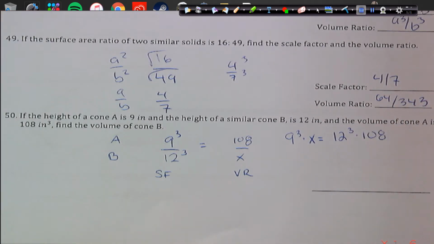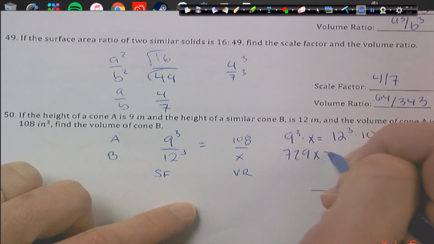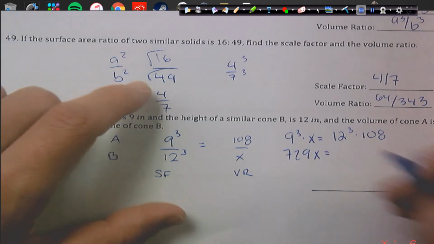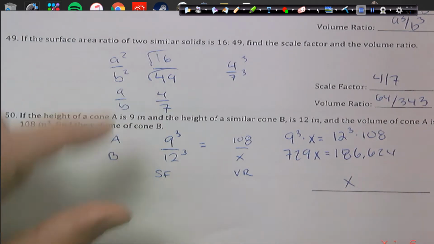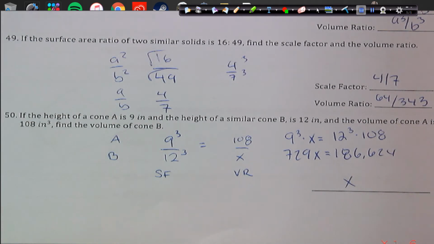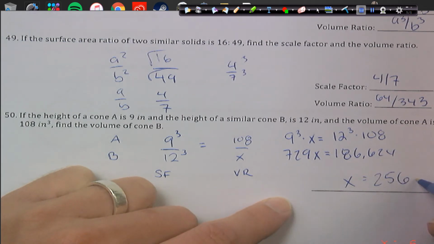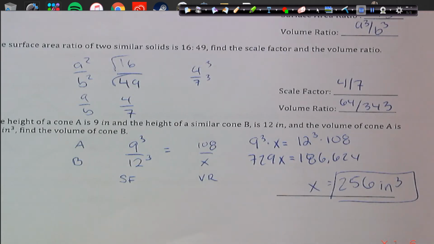And if we were to multiply those out, we'd get 729x equals a relatively large number here, 186,624, and then if we divide by that 729, we get 256, and that's going to be the volume, so that's cubic inches.